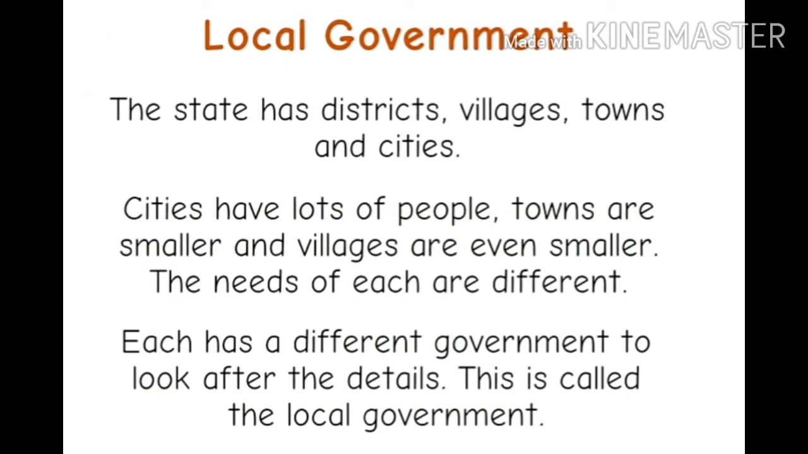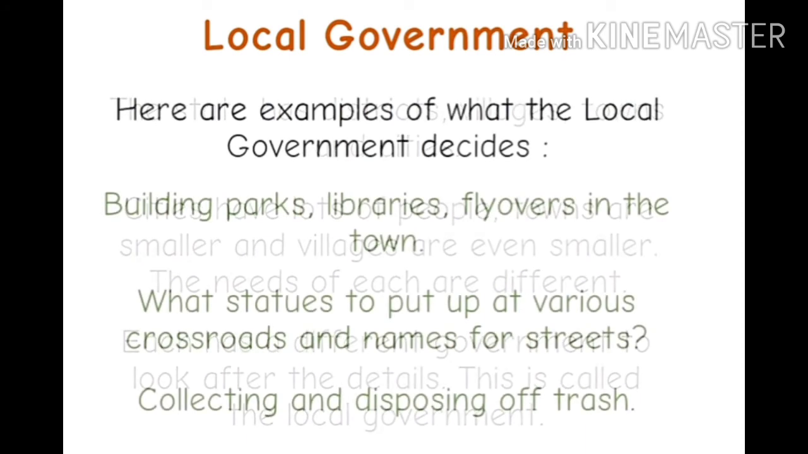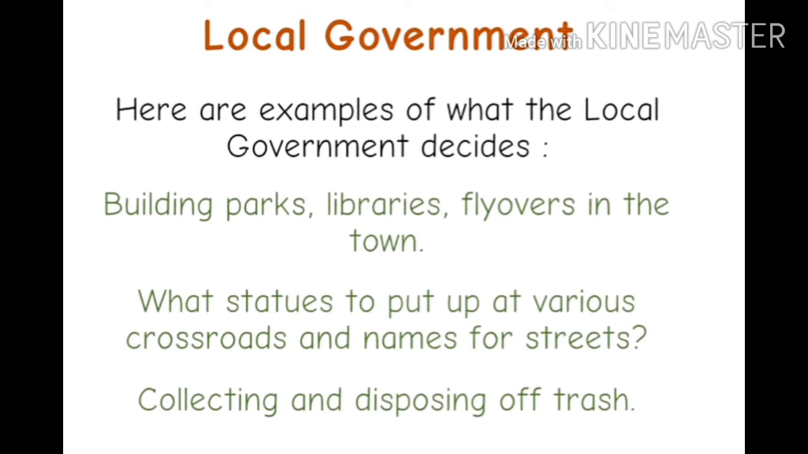Local government. The state has districts, villages, towns and cities. Cities have lots of people, towns are smaller and villages are even smaller. The needs of each are different. Each has a different government to look after the details. This is called the local government. Here are examples of what the local government decides. Building parks, libraries, flyovers in the town. What statues to put up at various crossroads and names for streets. Collecting and disposing of trash.